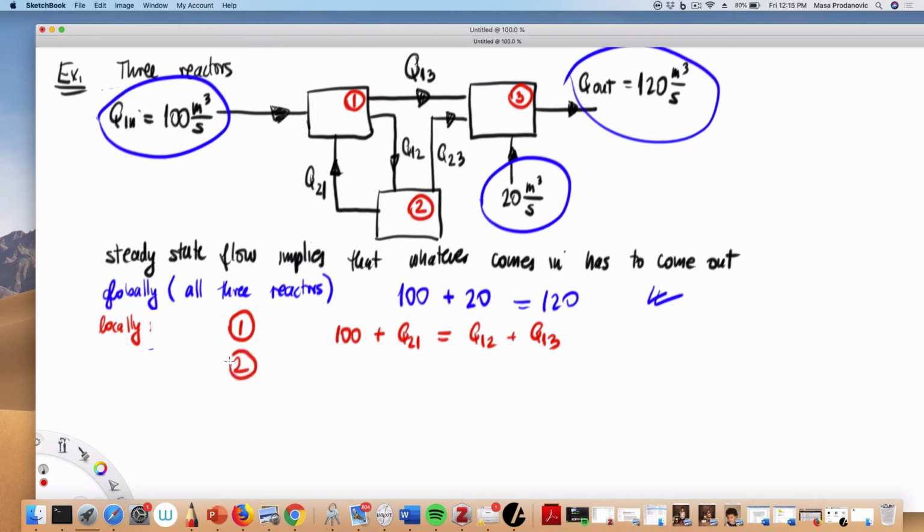For reactor 2, what is coming in? Q12. And what is coming out? There's this one coming out and this one. So Q21 plus Q23. And for reactor number 3, what is coming in? Plus 20 is equal to Q out, which is 120.